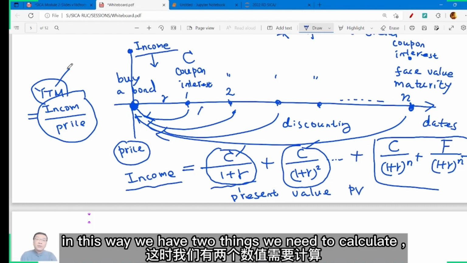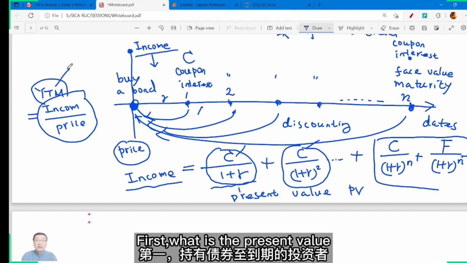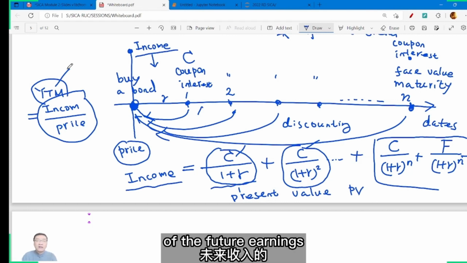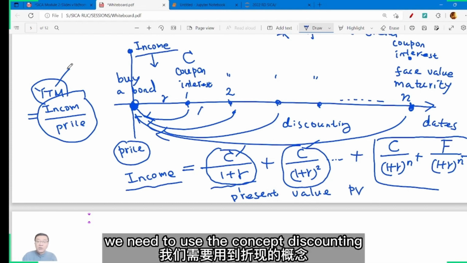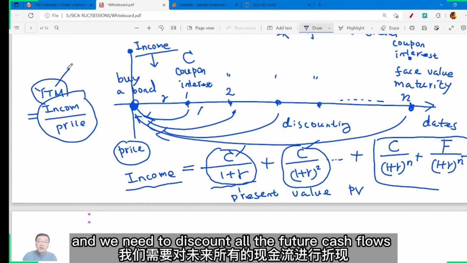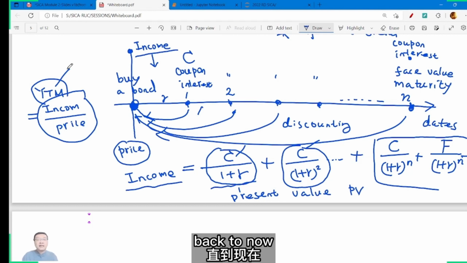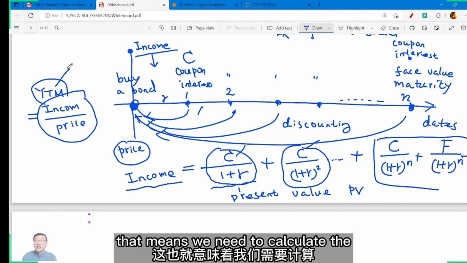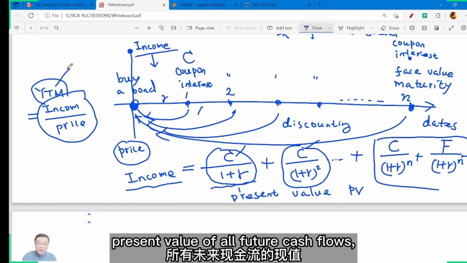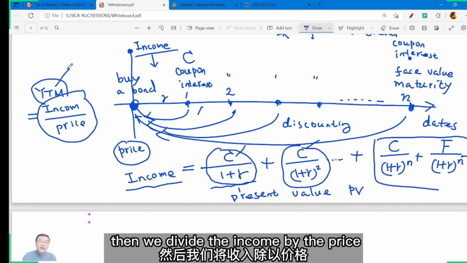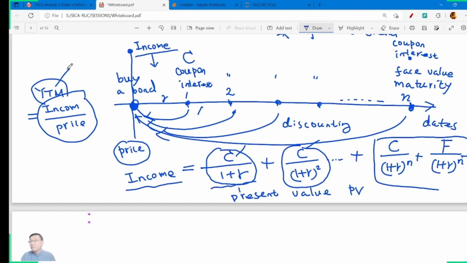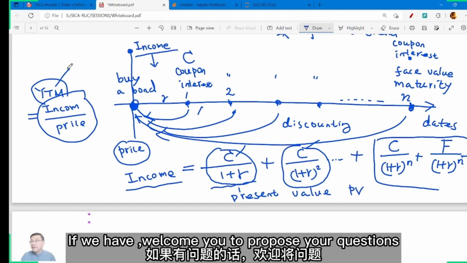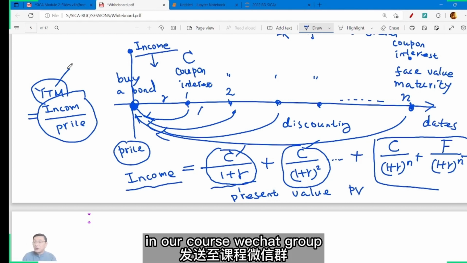In this way, we have two things we need to calculate. First, what is the present value of the future earnings for the investor to hold these bonds till its maturity? We need to use the concept of discounting, and we need to discount all the future cash flows back to now. That means we need to calculate the present value of all future cash flows. Then we divide the income by the price or the cost we pay in order to hold these bonds. So this is YTM. Do we have any questions? If we have, you are welcome to propose your questions in our course WeChat group.